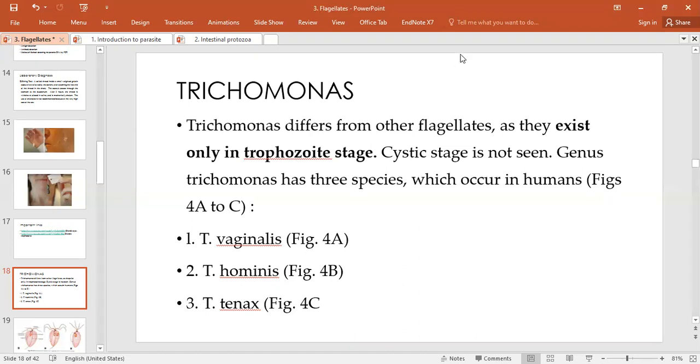We'll study the other parasite. It is called the Trichomonas. The Trichomonas differs from other parasites. They only exist in the trophozoite stage. The cystic stage is not seen here.